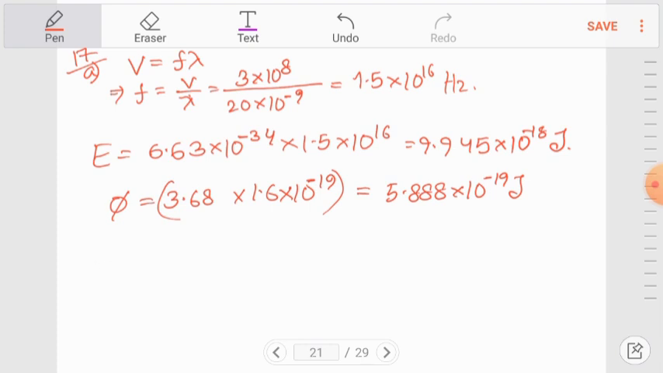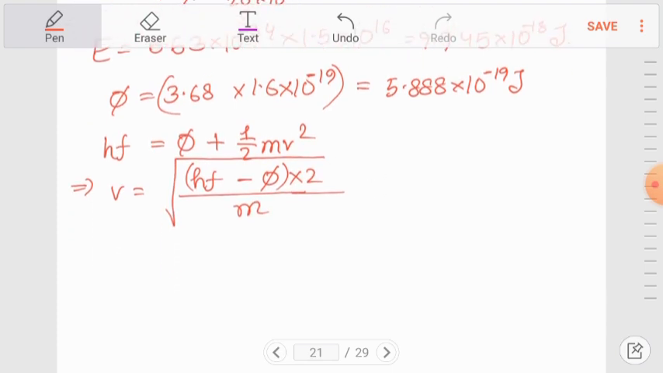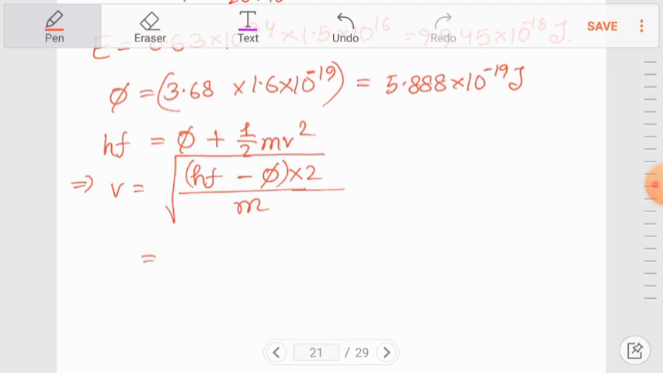And now we can use the equation hf, that is the energy, equals work function plus kinetic energy, that is half mv squared, and we need to make v the subject. So it will be v equals the square root of 2 times (hf minus work function) over the mass. And you just have to put in the values. The value for energy was 9.945 times 10 to the power negative 18.